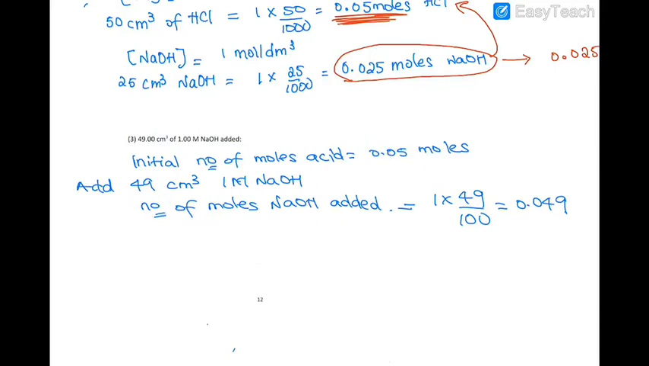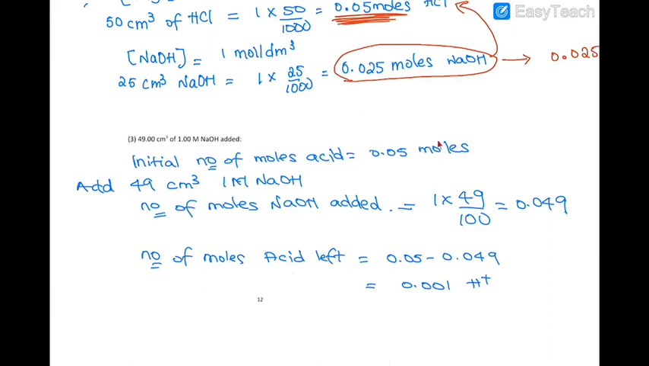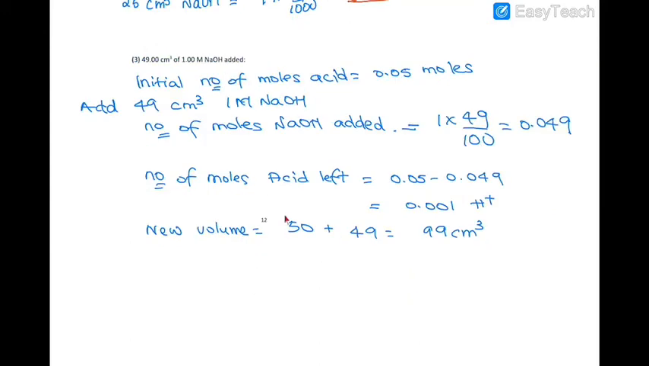You calculate now the number of moles of NaOH added, so concentration times volume. Then you calculate the amount of acid left. So out of 0.05, because the mole ratio is 1:1, 0.049 moles is going to be reacted. So this is the number of moles of H+ left. Now this is present in a new volume. So 50 plus 49, so I have 99 cm³. This is present in that new volume.